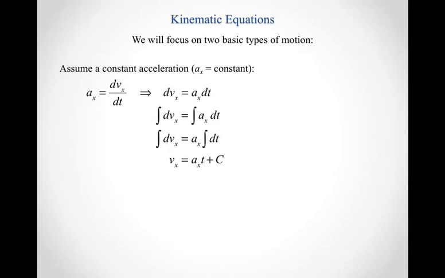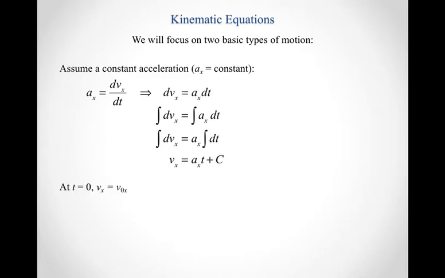So if I integrate both sides of this equation, again, because my acceleration here is constant, I can pull it out of the integral. I'm left with the integral of dv, the integral of dt. Both of those are just going to leave me with the x component of the velocity and the time. So I've got the x component of the velocity equals the x component of the acceleration times time plus c, where I need to figure out what this constant of integration is.